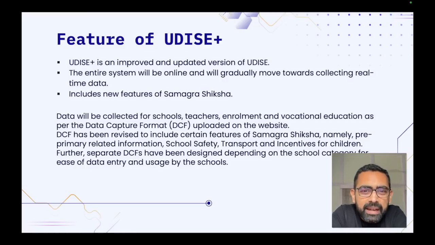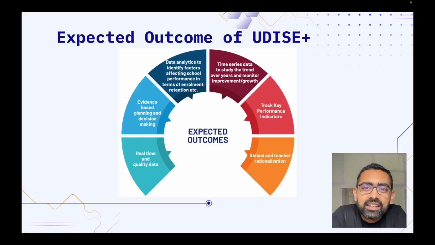Now, what is the expected outcome? Why are we doing this big exercise? Real time and quality data for any information. Let's suppose today there is a scheme wherein we want to give solar power to schools. For that, information is needed on which schools are out of electricity and which schools have it. Let's suppose we want to give this solar energy to LP schools having more than 100 enrollment.